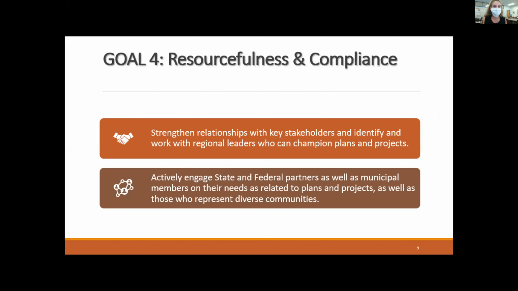And goal 4 is to continue to strengthen our resourcefulness and compliance. With this, we'd like to strengthen our relationships with key stakeholders, ensure that our communication is appropriate and that we're able to get everyone the information they need in a format that's appropriate for them, as well as engaging our state and federal partners at appropriate levels to engage the correct partners.